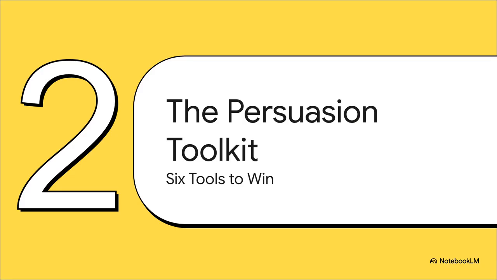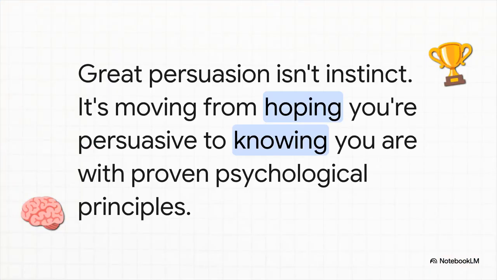Okay, so you've done your homework, you understand your audience inside and out. Now what? How do you actually get them on board? Well, this is where we shift from mindset to method, with a toolkit packed with 6 proven principles of persuasion. You know, effective persuasion isn't magic. It's not just a gut feeling or coming up with some clever words. It's a strategy. It's about deliberately applying principles from social psychology so you can move from just hoping your proposal is persuasive to knowing it is.